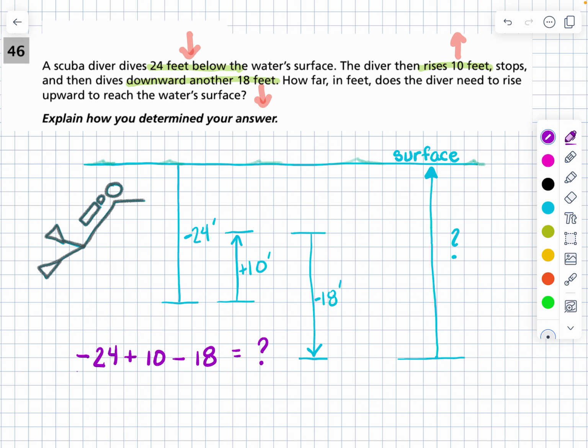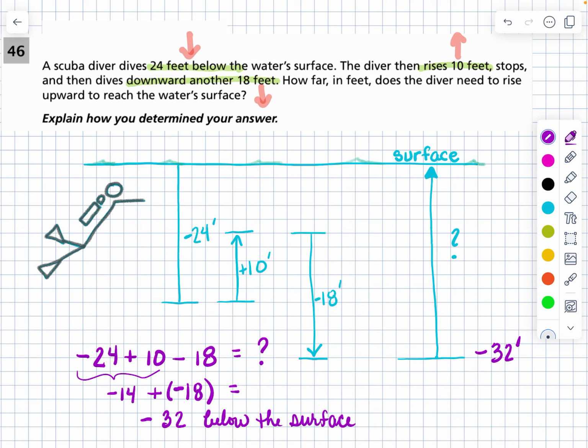Okay. So negative 24 plus 10 is a negative 14. And then we have minus 18. And I'm just going to say plus a negative 18. Sometimes it's easier to see. You don't have to do that. And then so I've got a negative 14 and a negative 18. So that's going to give me a negative, let's see, 18, 28, 32. We're negative 32 feet below the surface. And that's how deep we are in the water. So we are at negative 32 feet.